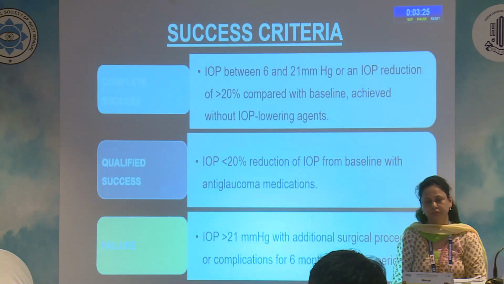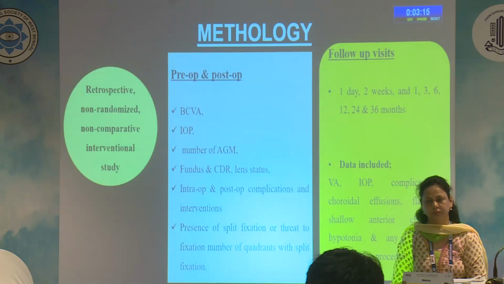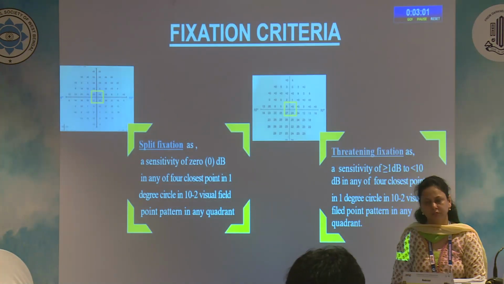These are the standard success criteria. Apart from these criteria, we took the IOP level less than 18 and less than 15 mmHg, and IOP reduction of more than 30% and 40%. So these are the basic characteristics we included. Though this is a retrospective study, we recorded the BCVA, IOP, number of glaucoma medications, intraoperative and postoperative complications, and the study did follow-up up to 1 year, 2 years, and 3 years.